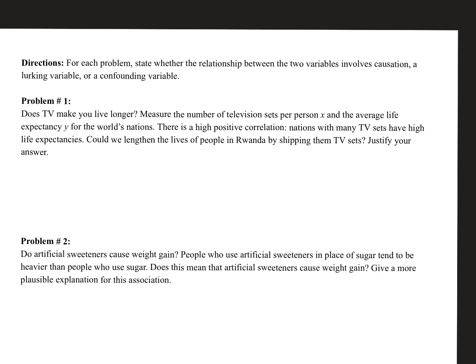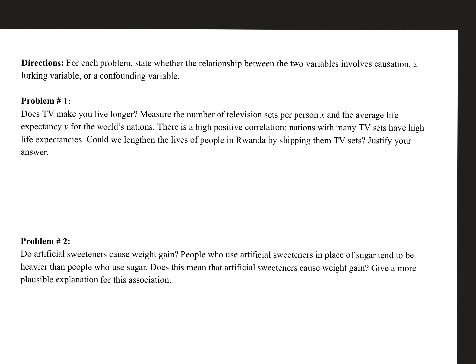So what they do is they measure the number of television sets per person, X, and the average life expectancy, Y, for the world's nations. And there is a high positive correlation. So nations with many TV sets have high life expectancies. So we want to know, could we lengthen the lives of people in Rwanda by shipping them TV sets?